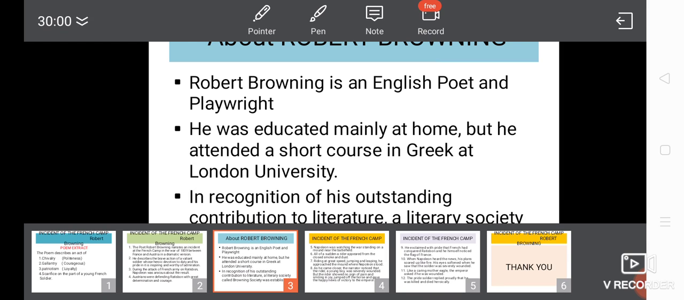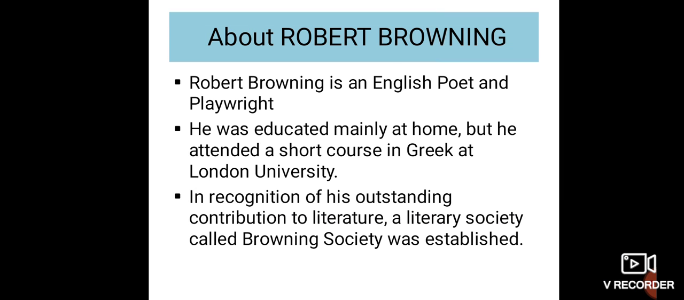Here you see about the author, Robert Browning. Robert Browning is an English poet and playwright. He was educated mainly at home, but he attended a short course in Greek at London University. In recognition of his outstanding contribution to literature, a literary society called the Browning Society was established. Robert Browning, a famous personality in English literature.